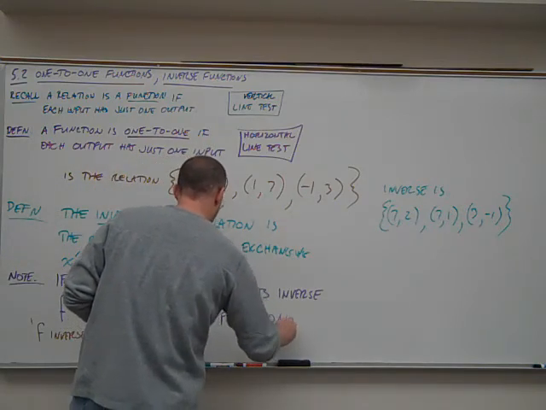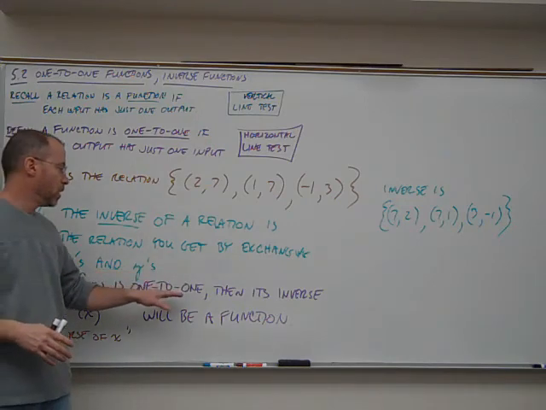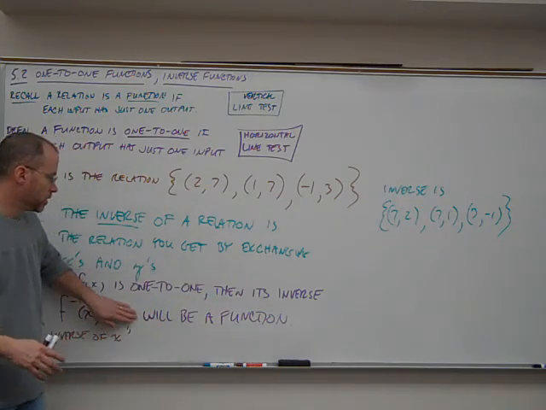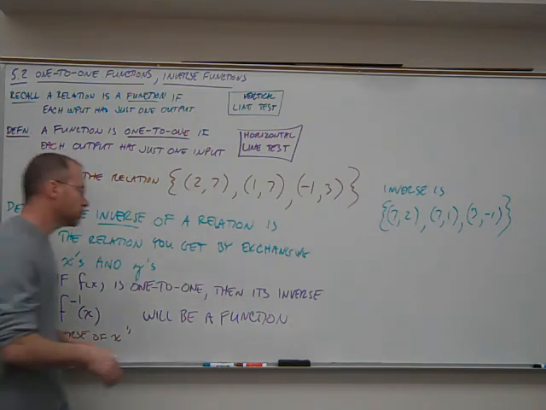Actually, I don't want to use this notation unless f inverse is a function, right? I've written it in function notation. So I probably should have said, if f of x is one-to-one, then its inverse will be a function, and we will call that function f inverse of x.